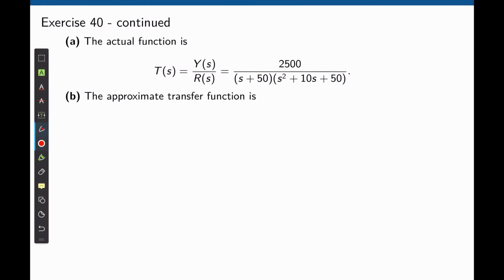This third order transfer function can be approximated as a second order transfer function, provided that the complex poles that you get from this part of the equation have real parts that are much smaller than the other real pole, s equals to minus 50.